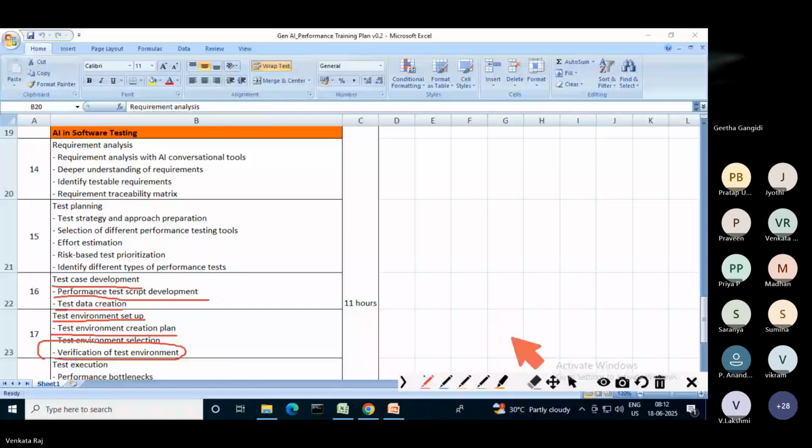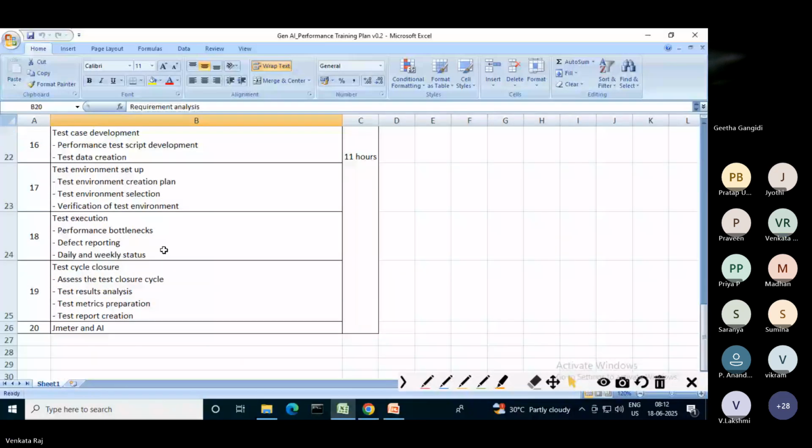Next, guys, test execution. That is another very, very important phase in performance testing, right? We can find out the performance bottlenecks using AI, guys. When you do the test execution, you can discuss the results with AI and it will help you determine the performance bottlenecks. Defect reporting: whatever issues you find, you can do the defect reporting with the help of AI. How to share the status and all.